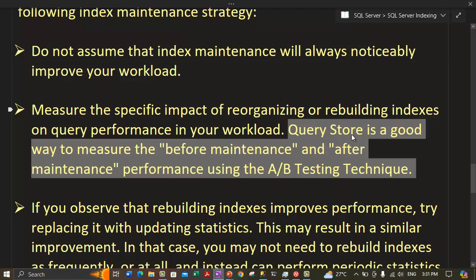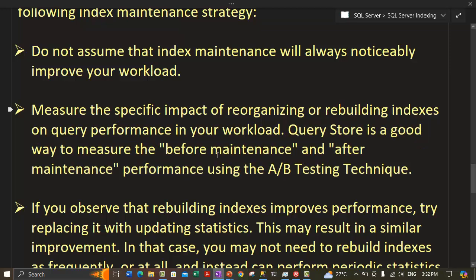Query Store stores all the query plans, and we can use Query Store to measure the before maintenance and the after maintenance performance to actually see whether the reorganize or rebuild operation is giving us any performance benefits. So we can measure the performance using Query Store, which we will discuss in our later videos.